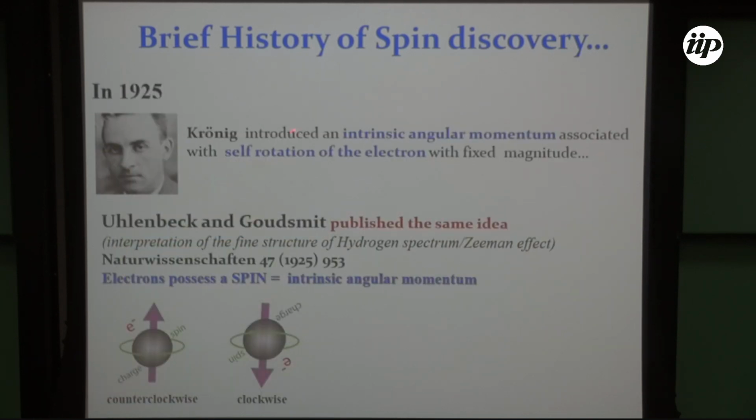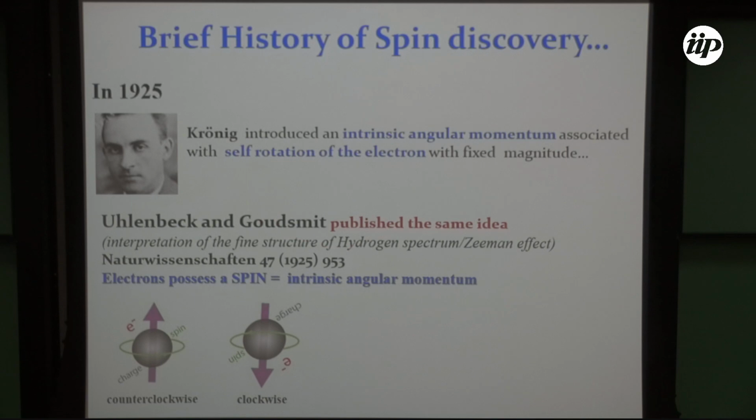In 1925, we have two groups of people, Kronig, and Uhlenbeck and Goudsmit, who give an interpretation. All the intuition makes clear that this is an intrinsic angular momentum, and it makes sense to think that this is because the electron is self-rotating: clockwise, up; counterclockwise, down. So they come with this idea.